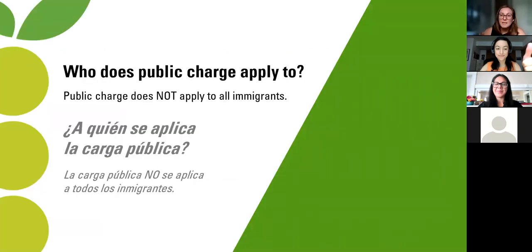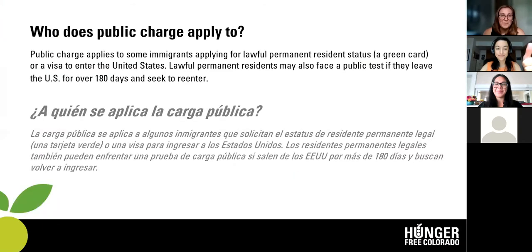And now we're going to be talking about who public charge applies to, because it doesn't apply to all immigrants. So public charge applies to some immigrants that are applying for permanent resident status, a green card, or a visa to enter the United States. And lawful permanent residents may also face a public charge test if they leave the US for over 180 days, or 6 months, and then they seek to re-enter.